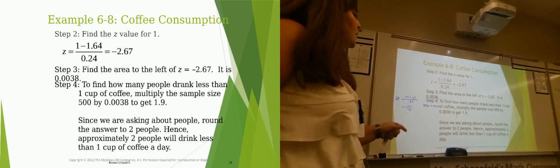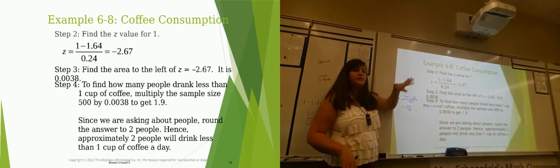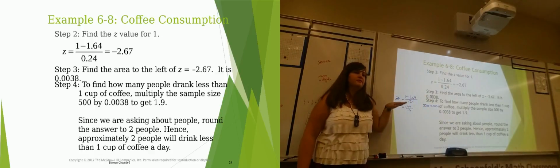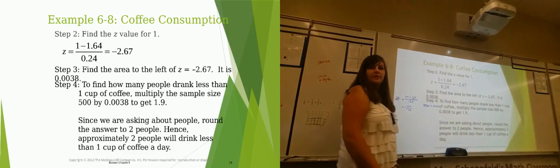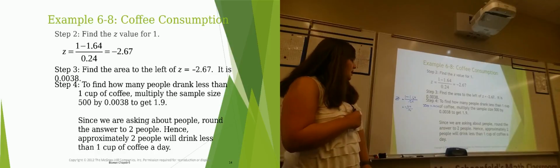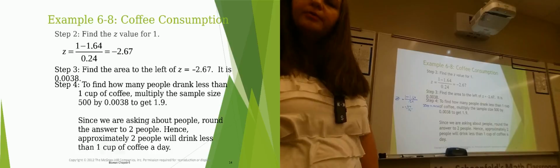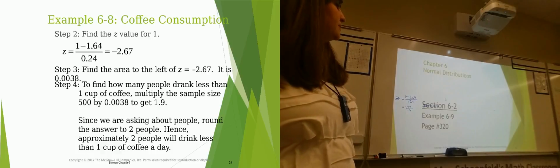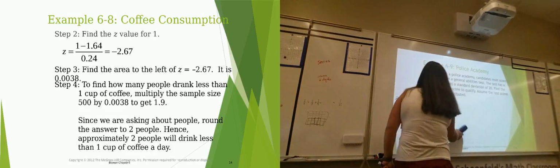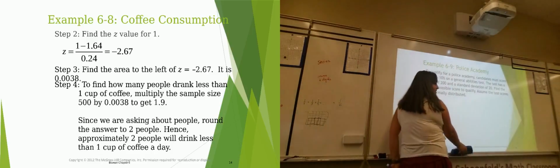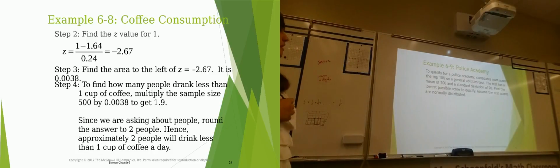Okay, you get 1.9. So if you had 500 people in a room and that was actually the real data, sometimes we just make up random stuff, we would expect about 1.9 people to drink less than a cup of coffee. Okay, we're asking about people, so round to the nearest person, approximately 2. If you can count in decimals, go ahead. If it's something we can't count in decimals, like people or rabbits, make sure you round properly.